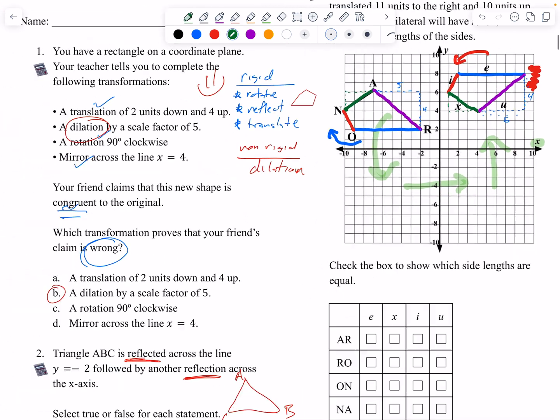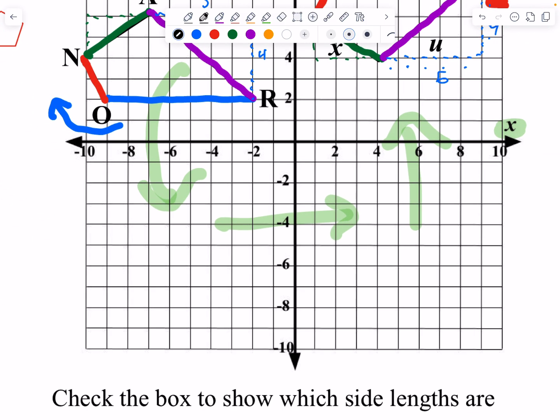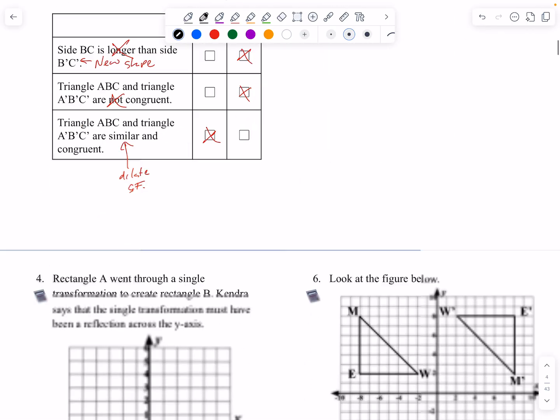So now the color coding is awesome because I just got to match it now, right? It's pretty simple. Just got to mark it down. So AR is my purple, and purple with purple is U. RO is my blue, so my blue was my E. ON is my red, was my I. And NA was the green, so that's my X. So notice it wasn't that bad, right? We have a few questions basically just like this one. Did I have to go crazy with those translations and reflections? No, right? I just had to match them up. I just knew that they were the same. Okay, they were congruent. All right, moving on.